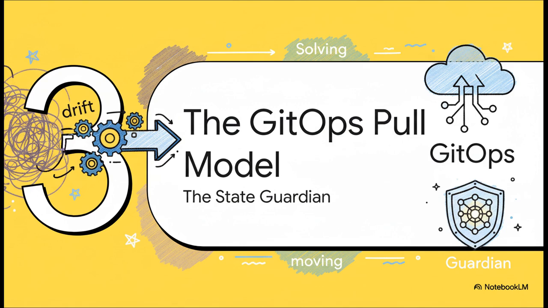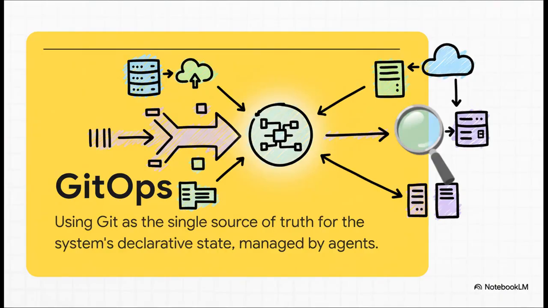Well, this is where a completely new model comes into play, one designed from the ground up specifically to fight drift, GitOps. The core idea behind GitOps is actually beautiful in its simplicity. It says your Git repository is the one and only source of truth for your entire system. And importantly, it's declarative. It doesn't say how to build the system, it just describes exactly what the final desired state should look like.